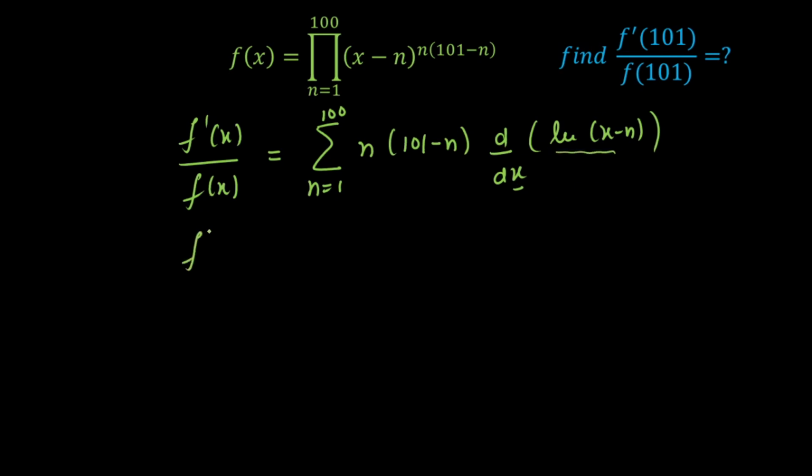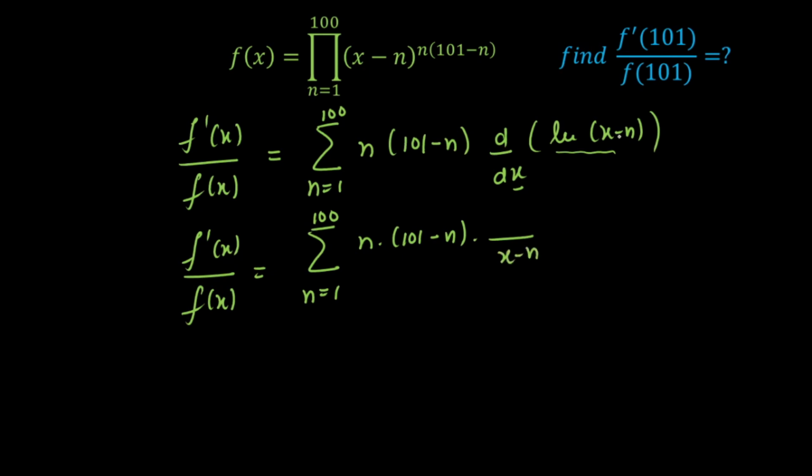Now f dash of x upon f of x will be equal to the summation, n varying from 1 to 100, of n into (101 minus n). The differentiation of ln of (x minus n) is something upon (x minus n). The differentiation of the inside function is 1, so it is 1 upon (x minus n). Now we have to calculate f dash of 101, so we're going to plug in x equal to 101.